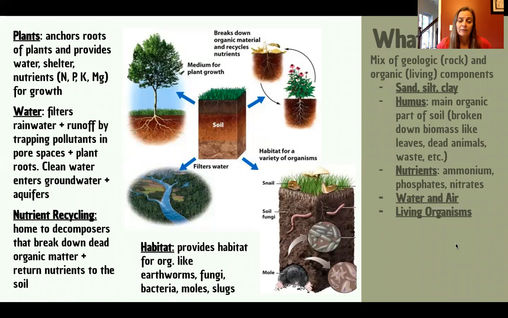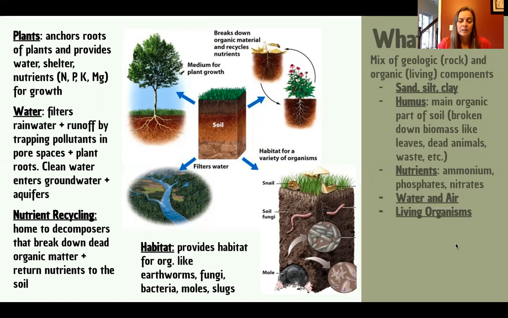Soil provides a lot of services to its ecosystem. These are not ecosystem services, but these are services that the soil provides to its ecosystem. The first and the most obvious is that for plants, it anchors their root structures, it provides them with water, it provides essentially shelter, a place to anchor the roots. It provides all the nutrients needed for growth, the nitrates, potassium, phosphates, magnesium, all of the things that plants need for growth, including those micronutrients.